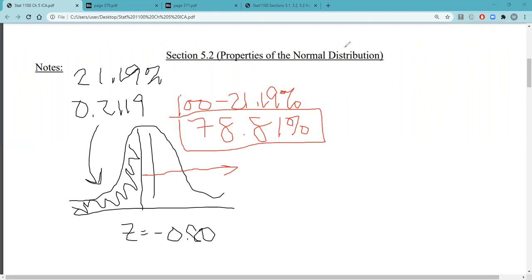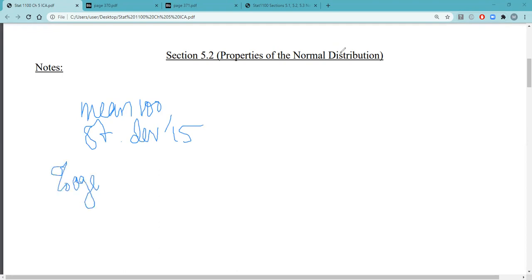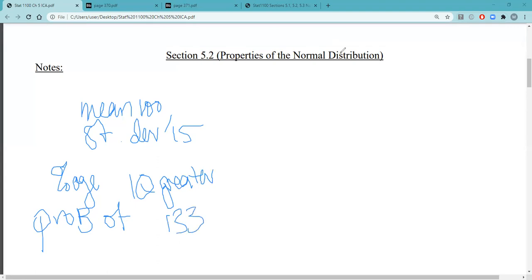Let me go ahead and clear this to do another example. Let's say here we're still working with the same IQ scores, mean 100, standard deviation 15. And now I want to see what percentage, or what is the probability of getting an IQ score greater than 133.